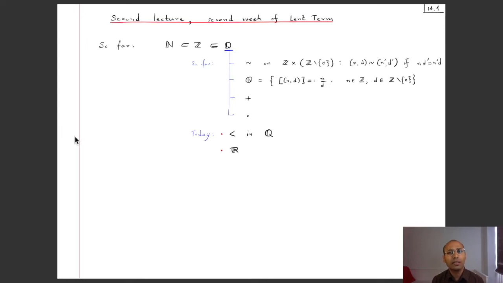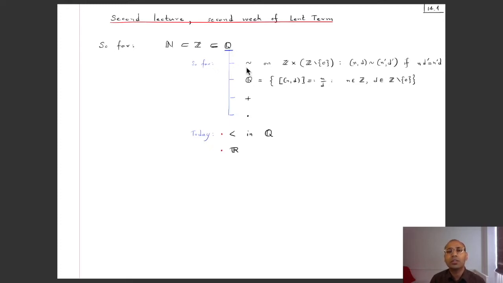Welcome to the second lecture of the second week of Lent term, and so far in this chapter 4 we have learnt about the set of natural numbers, which can be thought of as a subset of the set of integers, and last time we began our discussion of the rational numbers, and so far what we have seen is the definition of rational numbers.